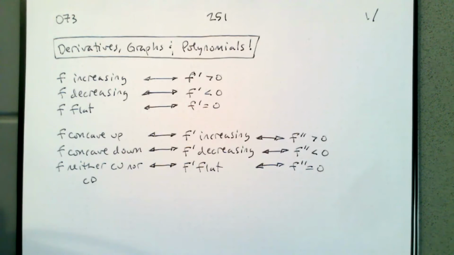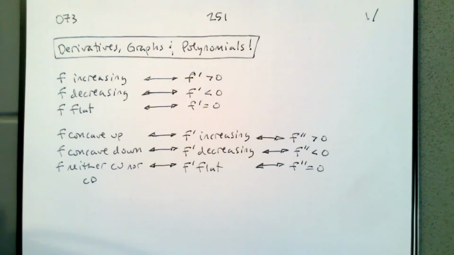Today we want to continue talking about derivatives, graphs, and I want to take a particular look at polynomials. First, we want to review the connection between sign, direction, and concavity. The sign of the first derivative tells us about the direction of the function, and the direction of the first derivative tells us about the concavity of the function. Since the second derivative is just the first derivative of the first derivative, the sign of the second derivative tells us about the direction of the first derivative. And that means that the sign of the second derivative tells us about the concavity of the function.